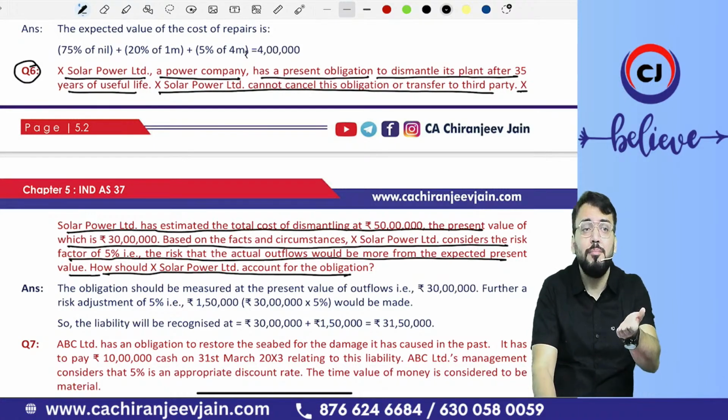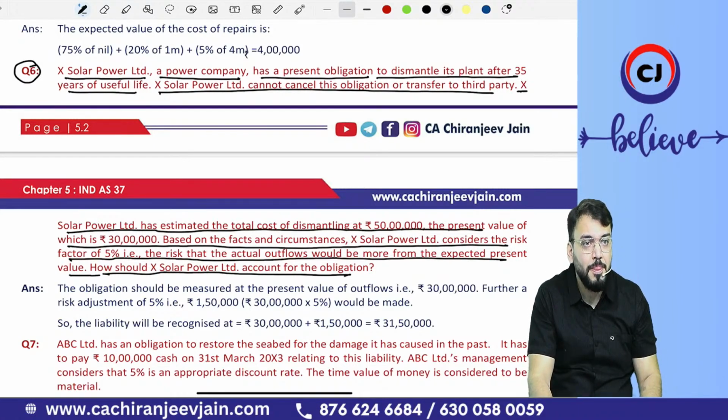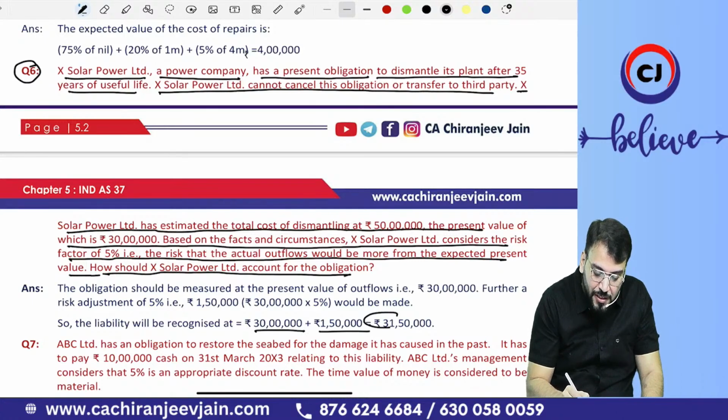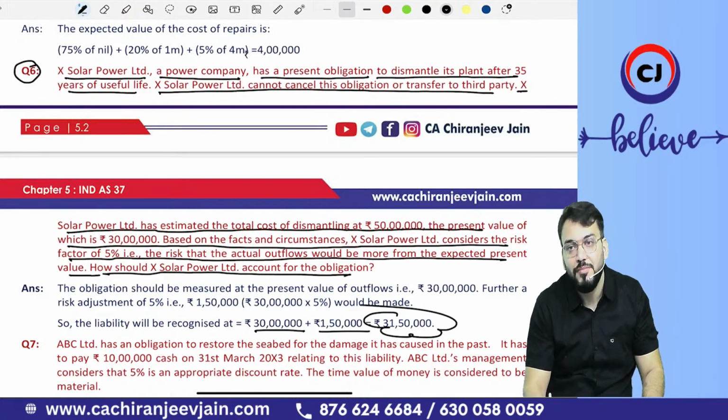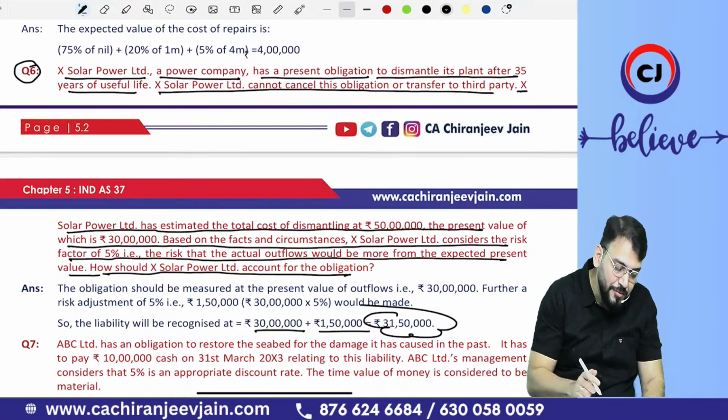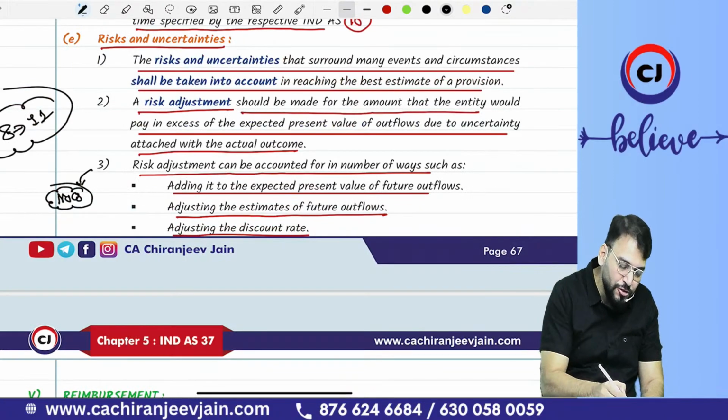The same question can be asked in MCQ for 2 marks. Got this point? Same thing written: 30 lakh plus 5%, 31 lakh 50,000 is what? The amount of provision. Got this point? You can write down here. Only one simple question given.